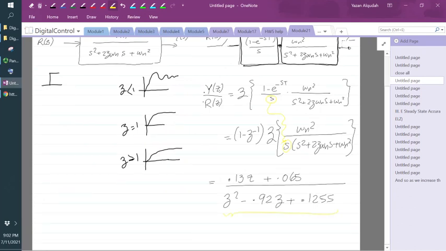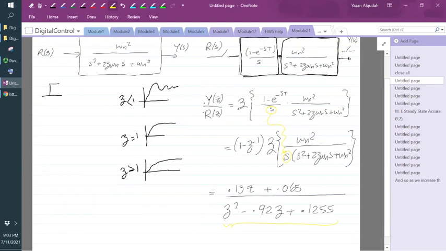If I do that, I'm going to get this expression for the transfer function between Y(z) and R(z). And of course, notice here that in the continuous time system, there were no zeros. Here, in the discrete time system, I'm going to have a zero added to the transfer function.